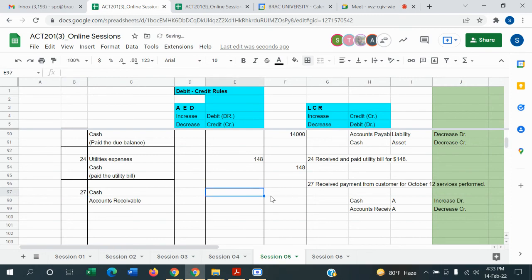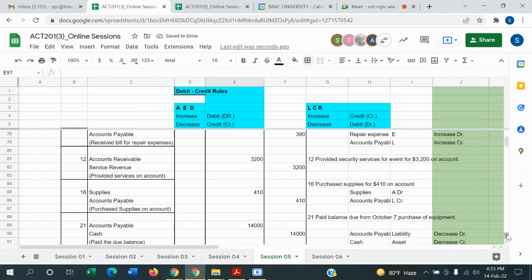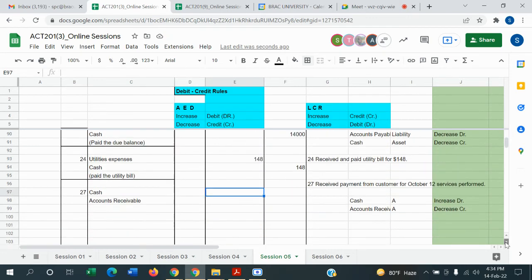And the amount was, I forgot the amount, 3200. Explanation: received the paid due balance. Exactly.